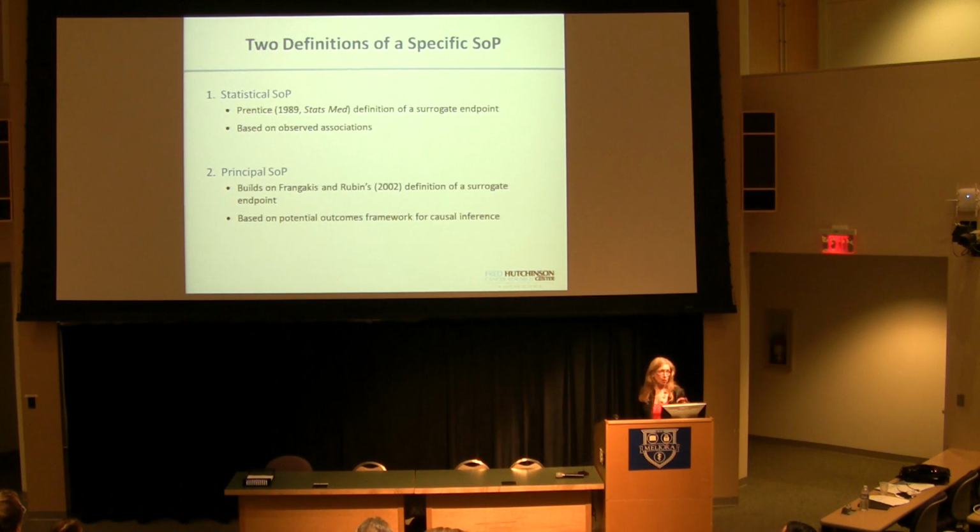And this is based on what's called the potential outcomes framework for causal inference. I don't know how many of you know anything about causal inference. It's not for the faint-hearted, but there is a course in the Summer Institute for it if you're interested in learning more about it. That's an area I work in myself.